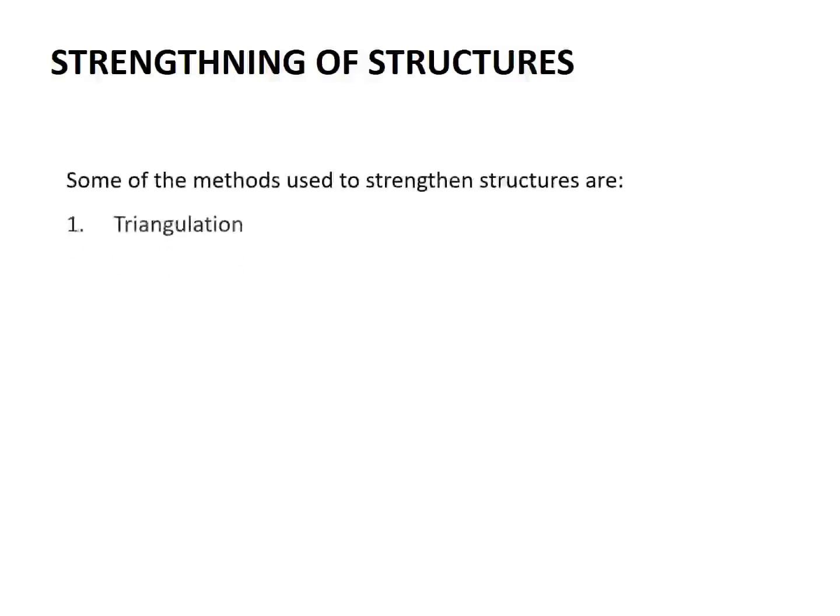Now we get into the strengthening of structures. Remember, we have folding material that are used to make structures. Now that we've got those materials that we're going to be using to make structures, we make the structure, but then we need to employ methods in order to strengthen these types of structures that we're going to be making. And we've got two main methods of strengthening structures. The first method is called triangulation.